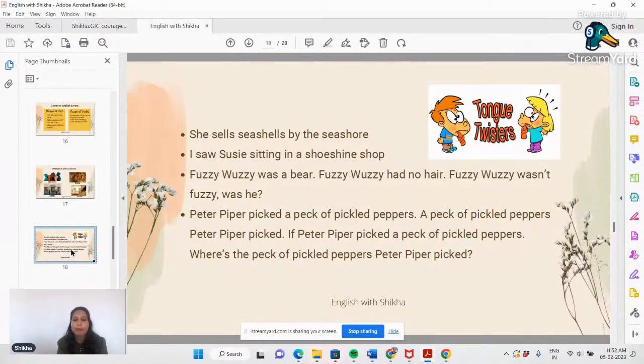So Peter Piper picked a peck of pickled peppers. A peck of pickled peppers Peter Piper picked. If Peter Piper picked a peck of pickled peppers, where is the peck of pickled peppers Peter Piper picked?